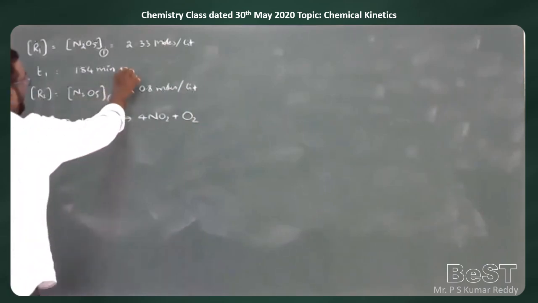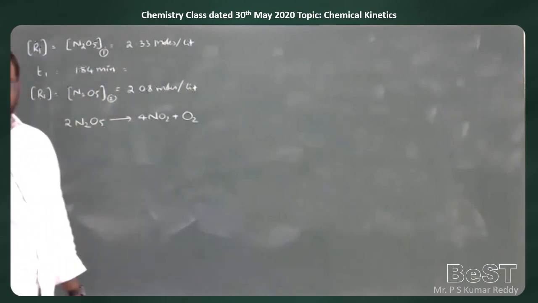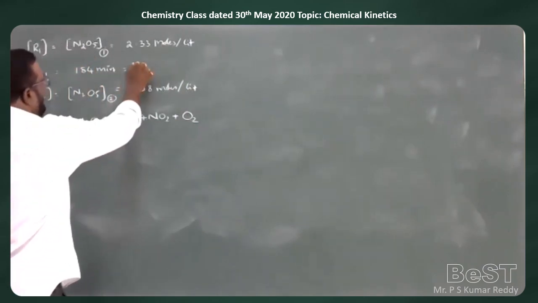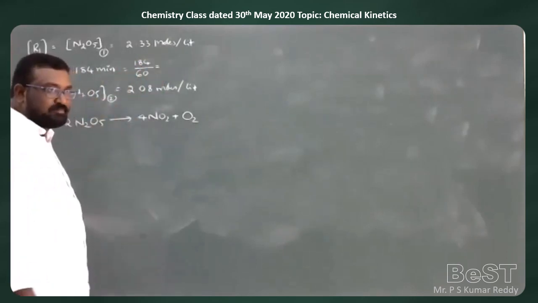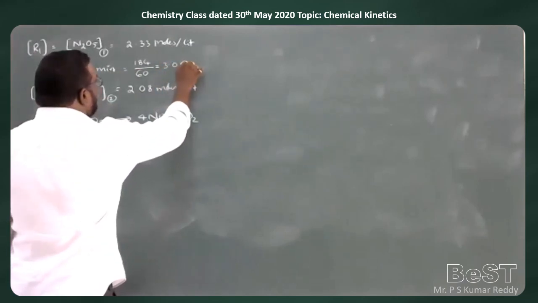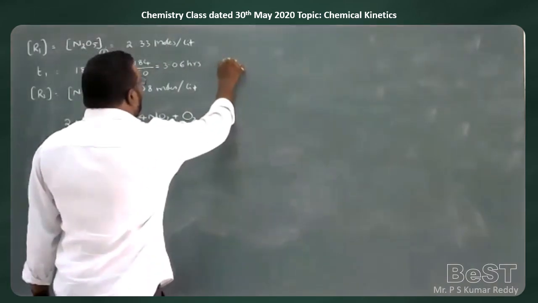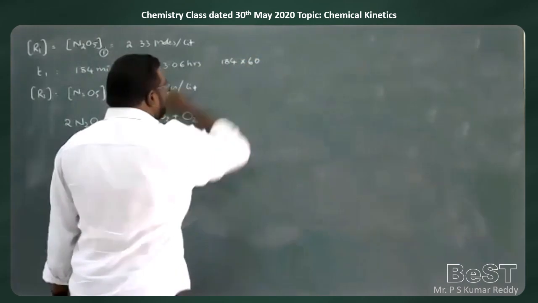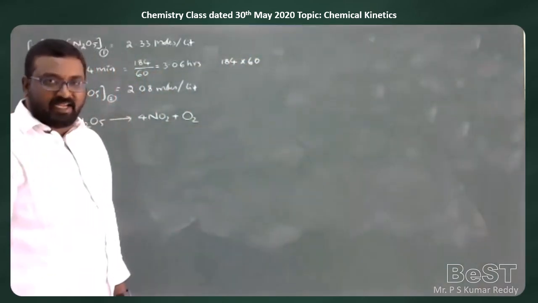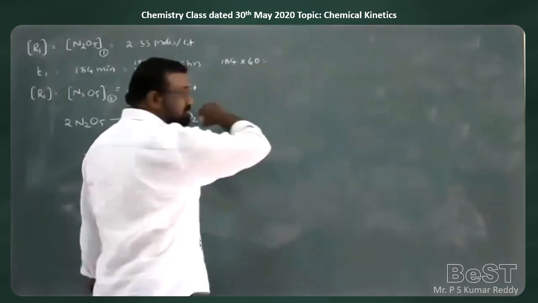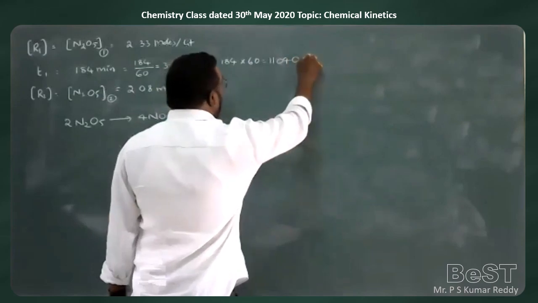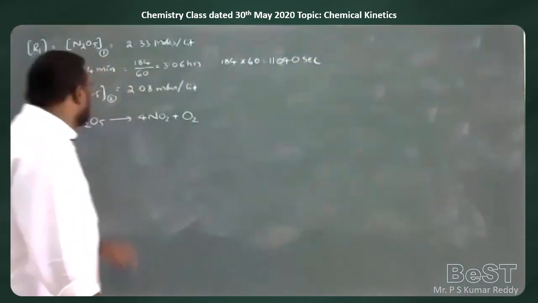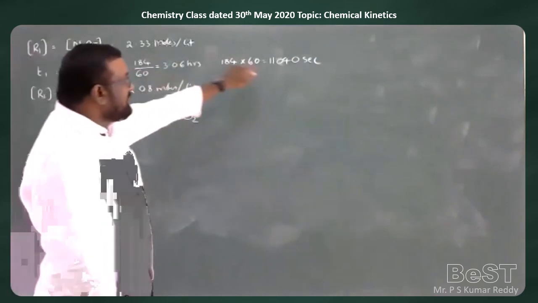Now, see here, the time is given as 184 minutes. So 184 minutes divided by 60, you will get hours: 3.06 hours. In the same way, 184 into 60, you will get seconds. What is 184 into 60? 1104 seconds. So I have converted minutes into hours and seconds also.